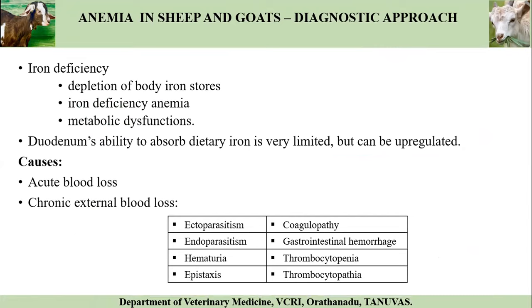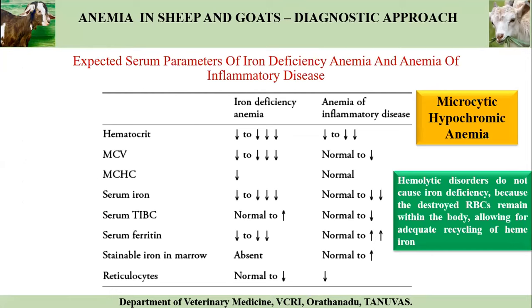So what are the iron deficiency sequelae? Depletion of the blood iron stores and iron deficiency anemia are associated with some metabolic dysfunctions. The duodenum's ability to absorb dietary iron is very limited, but it can be upregulated. Upregulation of iron absorption occurs secondary to chronic blood loss resulting in iron deficiency. Iron deficiency might be due to acute blood loss or chronic external blood loss. What are the reasons for chronic external blood loss? Ectoparasites, thrombocytopenia, thrombocytopathy, and gastrointestinal hemorrhages.